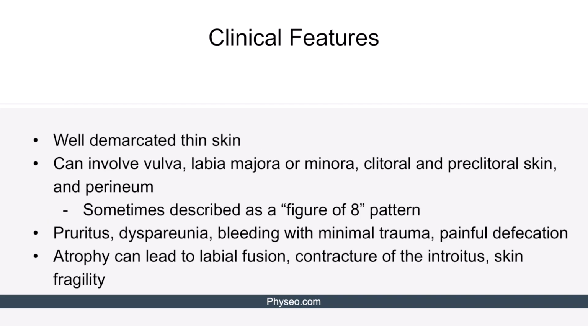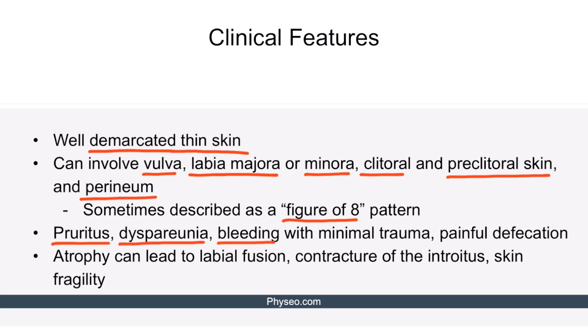On physical exam, lichen sclerosus will appear as well-demarcated thin skin. It can involve any part of the genital area, including the vulva, labia majora or minora, clitoral and preclitoral skin, and the perineum. When lichen sclerosus involves the vaginal area, perineum, and anus, it's sometimes described as a figure of 8 pattern. Lichen sclerosus is associated with symptoms such as pruritus, dyspareunia, bleeding with minimal trauma, and painful defecation secondary to the skin damage associated with the disease.